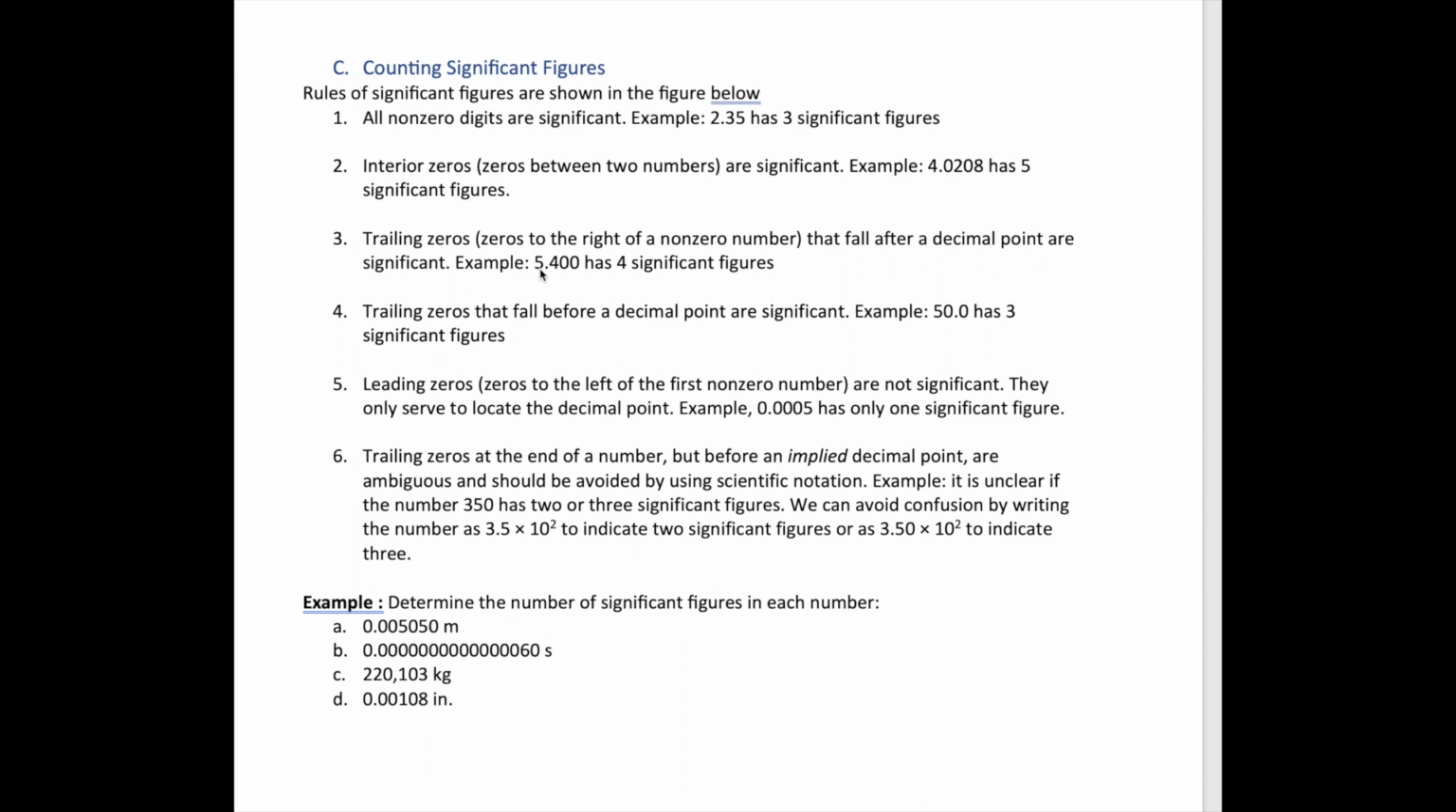So for example, if you have a number 5.400, this number has 4 significant figures. Now, sometimes you don't have that. So for example, you have the 350. So there's 3, 5, and 0. So you might say, okay, there's 3 sig figs there.